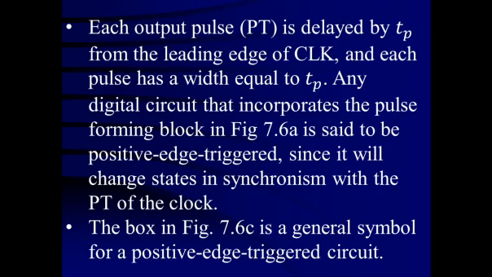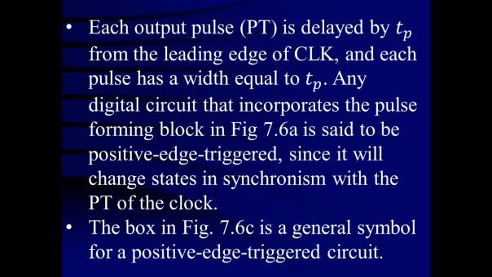width equal to Tp. Any digital circuit that incorporates the pulse forming block in figure 7.6a is said to be positive edge triggered, since it will change state in synchronism with the positive transition of the clock, or the upward arrow. Every time there is an upward arrow, the leading edge of the clock pulse, this positive transition occurs, or a pulse occurs. That's why it is called positive pulses occurring.